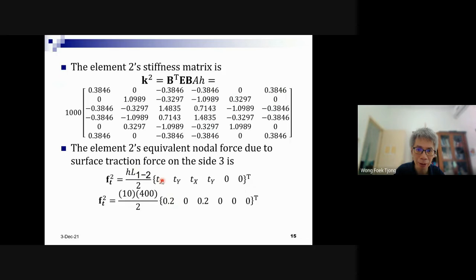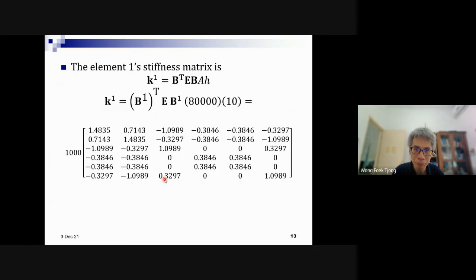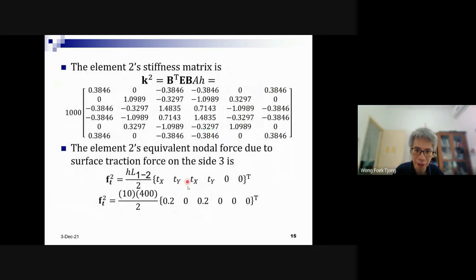This applied to where? Because you see that in this case, what is the x in this case? In this problem, only in the x direction, right? That's 0.2 and 0 in the unit of kilonewton per square millimeter. So we only have it in the x direction. Y direction is 0. So this is the equivalent of the force, for element number 2. This is the application of this formula.